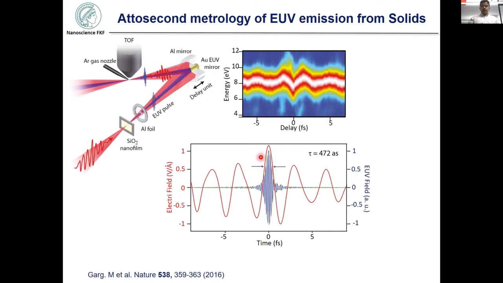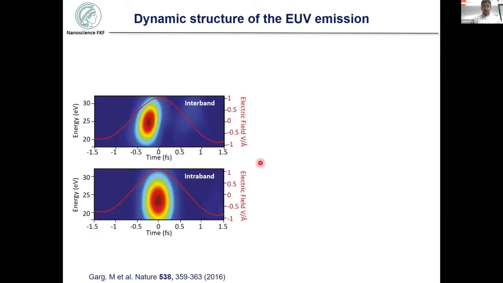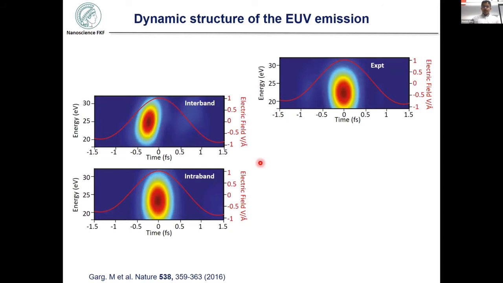By this, we perfectly know the relative timing of the EUV pulse with respect to the optical pulse. And in this experiment, we found that it is perfectly synchronous. If you do this experiment by replacing the SiO2 film with the gas source, you will see that it has a slight offset with respect to the peak of the field, as is expected from high harmonics from gases. Now, if you look more carefully into the time frequency analysis of the pulse that we retrieve in our experiment, as you can clearly see, it resembles more the intraband contribution. So they look almost similar.